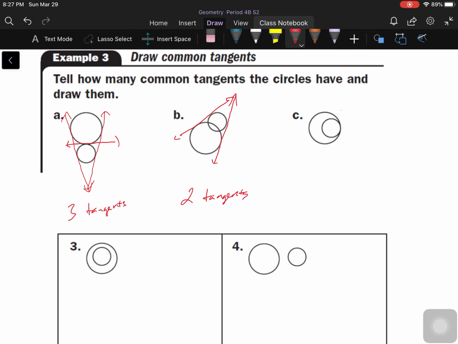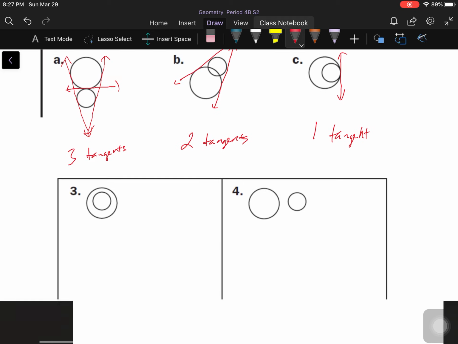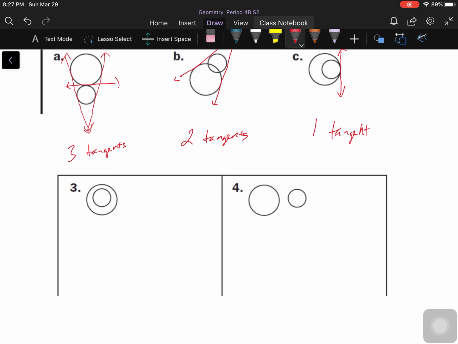Okay, and then the last one is just going to have the one on the edge, because if I draw in another tangent on that inside circle, it's tangent to the smaller circle, but then it's a secant on the big circle, so then it doesn't actually work. So there's only one tangent on that last one. Almost forgot how to spell tangent there. Okay, number 3 there. There's no line you can draw that touches both of those circles and is tangent, so this one's going to be none.